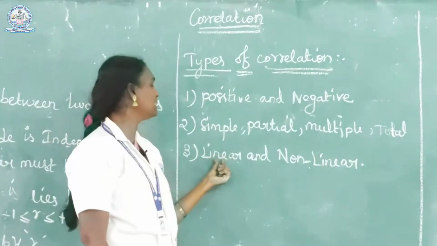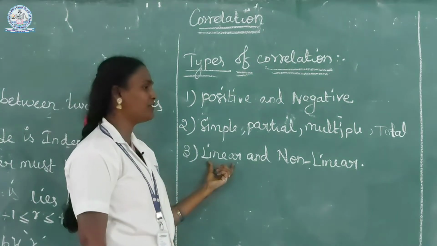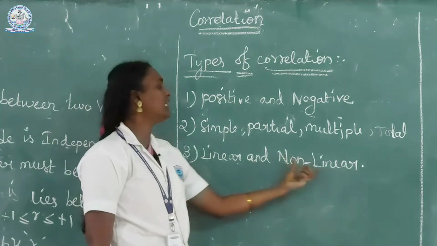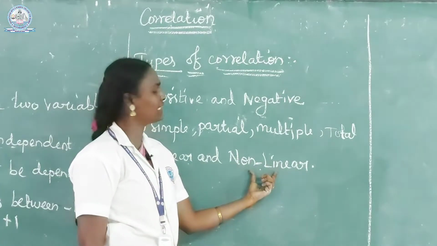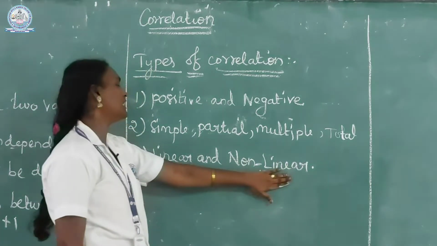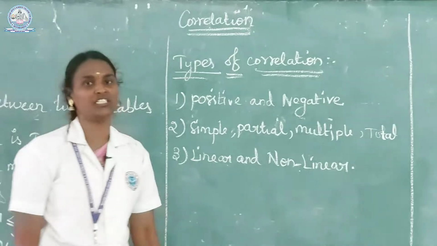Then third type, linear correlation. Linear correlation means the ratio of change between two variables is uniform. That is called linear correlation. Then non-linear correlation is where the ratio of change between two variables is not uniform. That is called non-linear correlation.